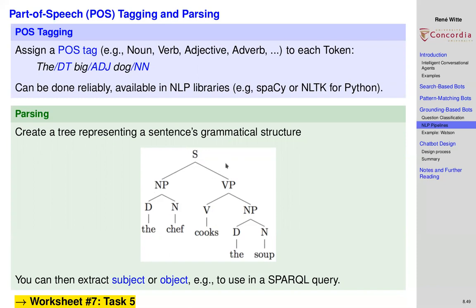And then in our application example of a chatbot, we could use this to extract information about the verb or the noun or the object or the subject from the sentence, and, for example, plug it into variables in a SPARQL query. To see how this works in practice, you can use an online tool, which is here on the worksheet, task number 5. Try this out, and then I'll see you back in the next lecture part.